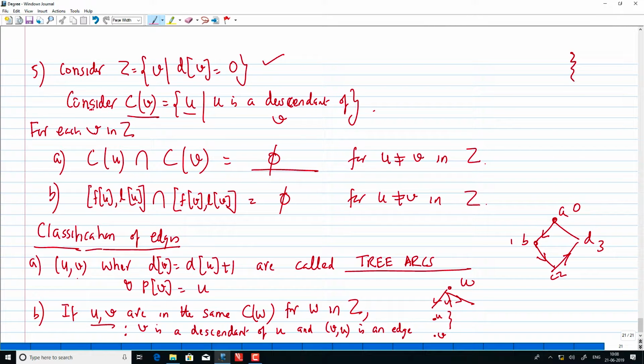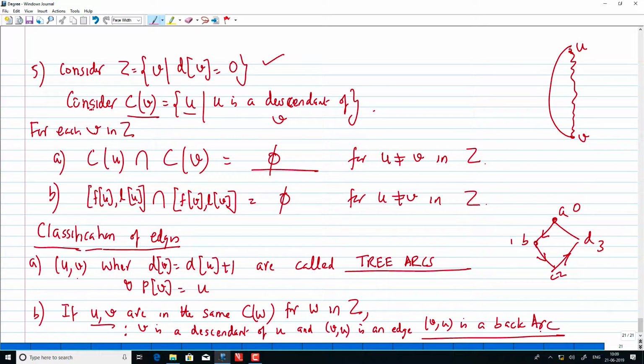So here is the search, right? U was visited, then V is visited here, right? Some point of time, if this edge VU is seen, right, then this is called a back arc, right? Just nomenclature, but we will extract some structural properties out of this nomenclature, right?